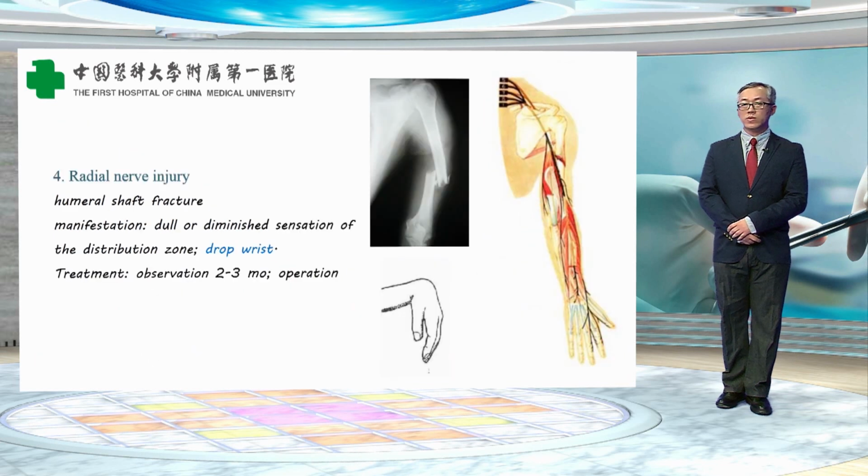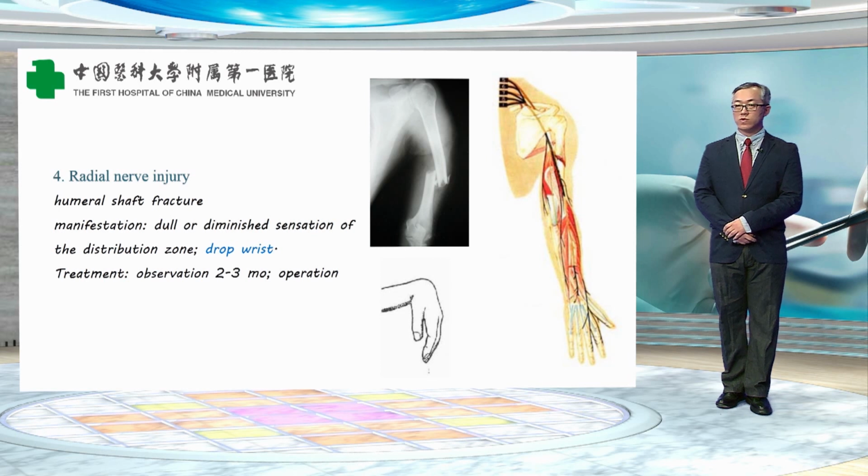The fourth, radial nerve injury, often resulting from humeral shaft fracture. The manifestation: dull or diminished sensation of the distribution zone, and a special deformity such as wrist drop. The treatment: we can keep observation for 2 to 3 months, and then we need operation.